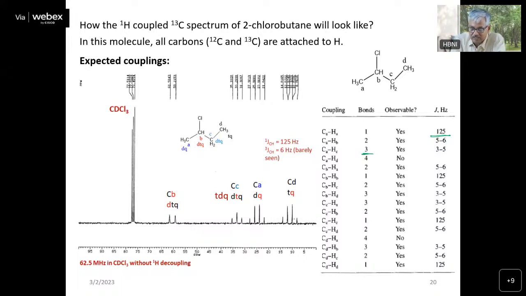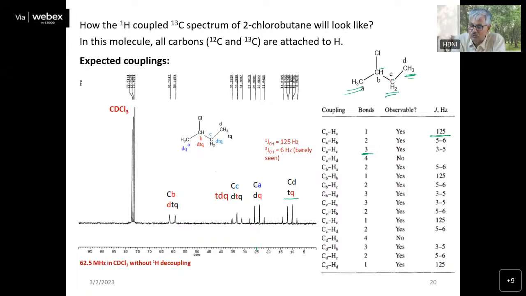That's why this carbon, carbon D, which comes around 10 ppm, comes as a quartet of triplets. The quartet is due to the 3 equivalent hydrogens, and these two hydrogens are also coupled. Similarly, this one is a doublet of quartets because there is only one proton, which is at 3. So you are getting a doublet of quartets around 25.